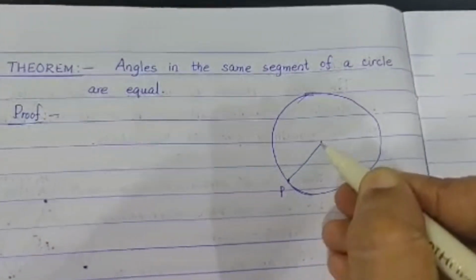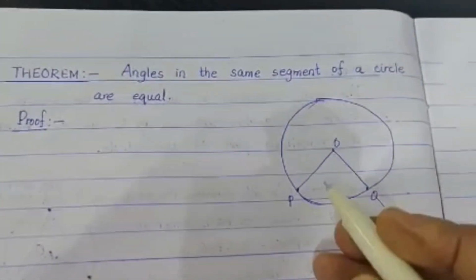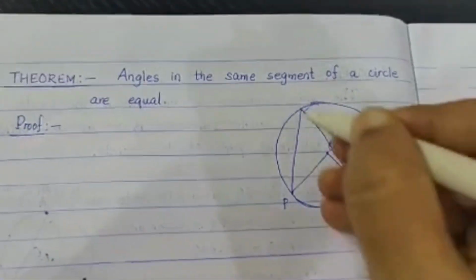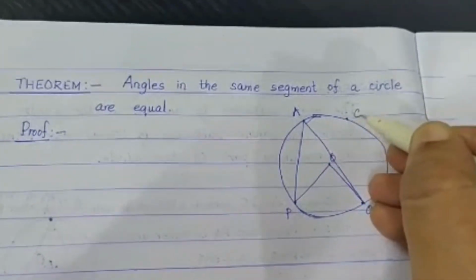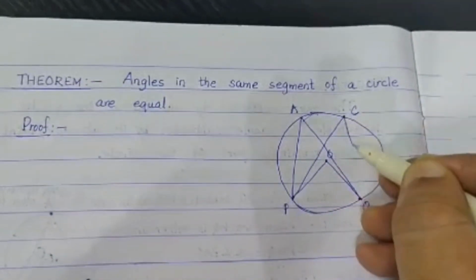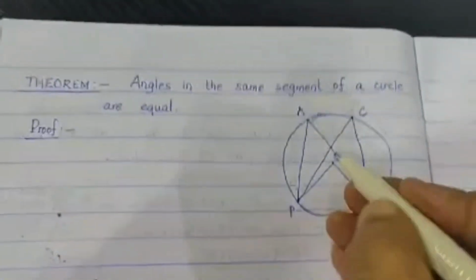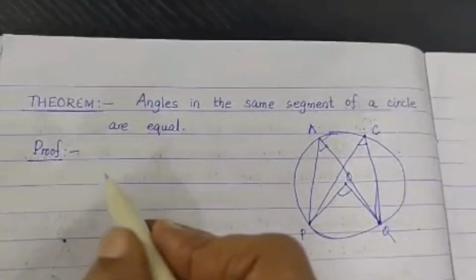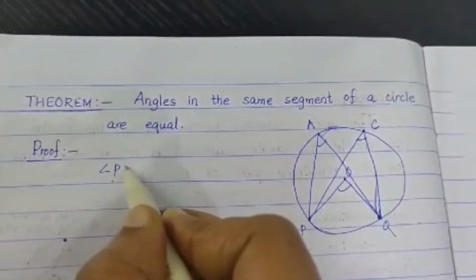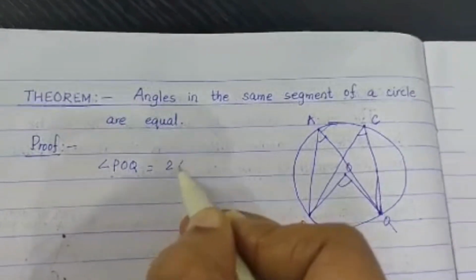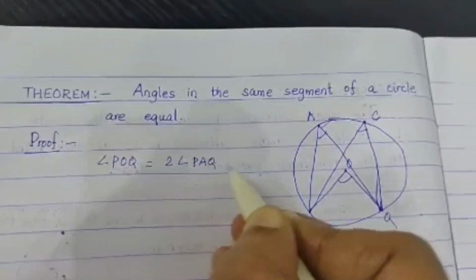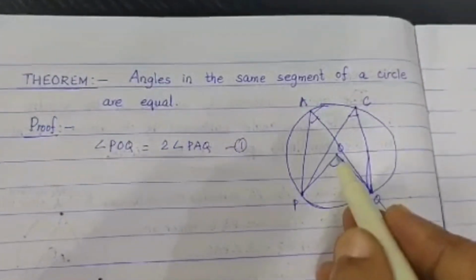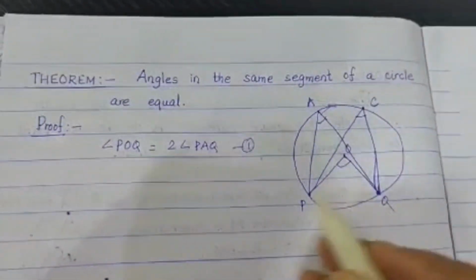This is subtending an angle POQ at the center of the circle. Let us suppose this is any point A, and let us suppose this is any other point. So it is subtending the angle PCQ. Alright, this is the angle at the center. These are 2 points. So from the theorem we have studied, we can say that angle POQ is equal to twice angle PAQ, because of the theorem that angle subtended at the center is equal to twice angle subtended at another point.